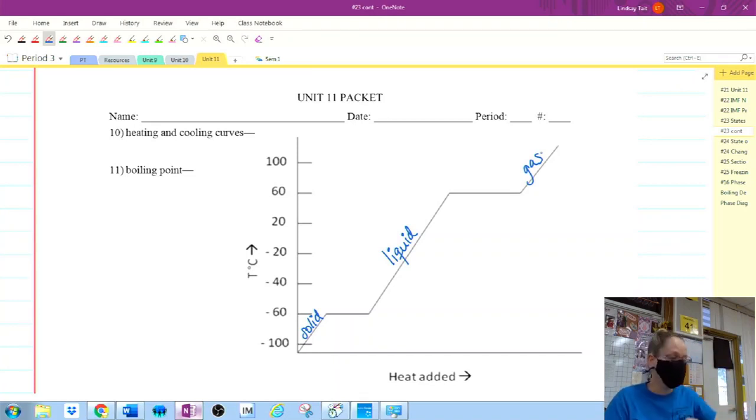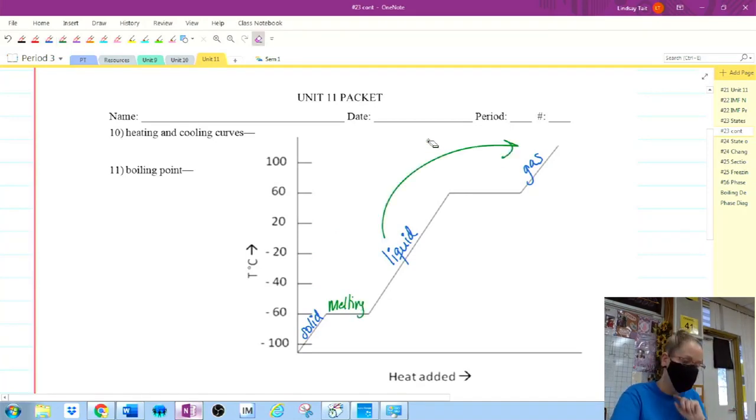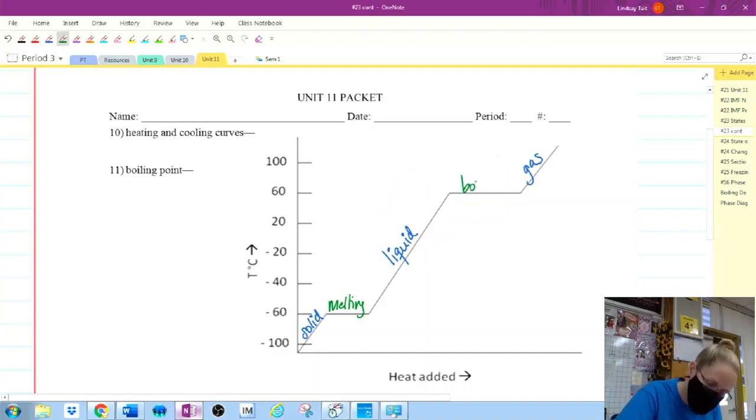So then what are the flat parts? The flat parts are the phase changes. So what's it called when I go from a solid to a liquid? What phase change is that? Solid to liquid is melting. And what's it called liquid to gas? Boiling. And so this would be if I were heating my substance up.